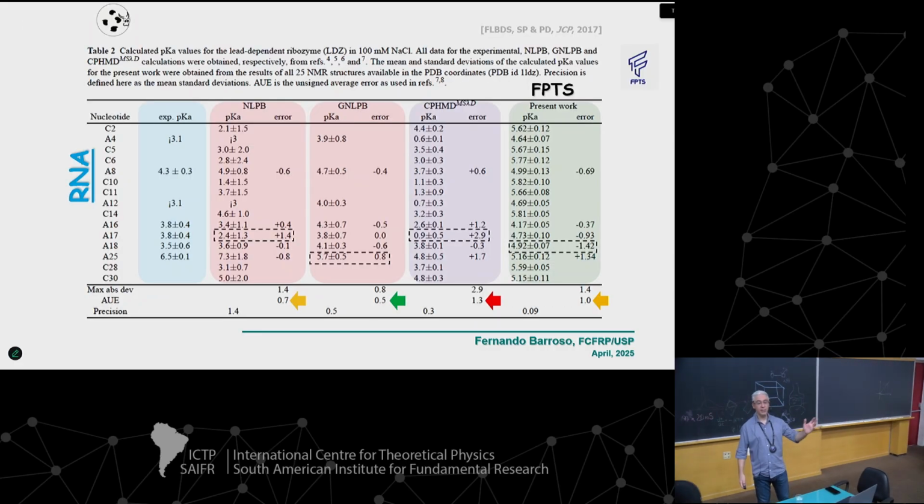The method has been extended to RNA as well. The results are equivalent, so I'm not going to describe all of them to you, but believe me that it's more or less what you saw for proteins.